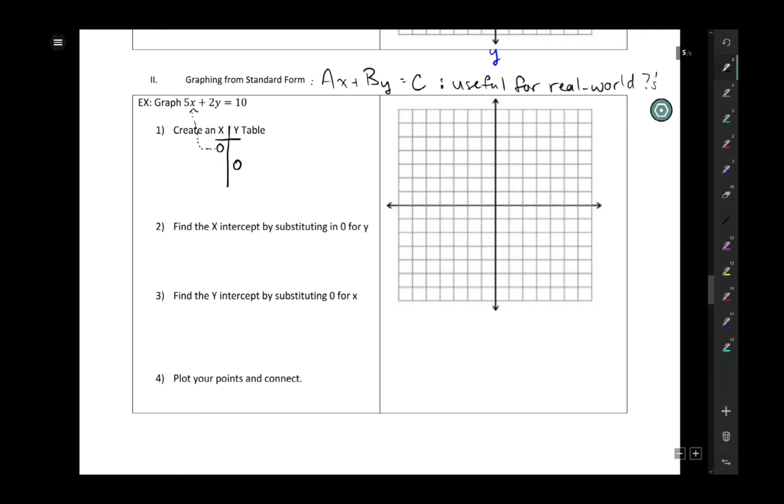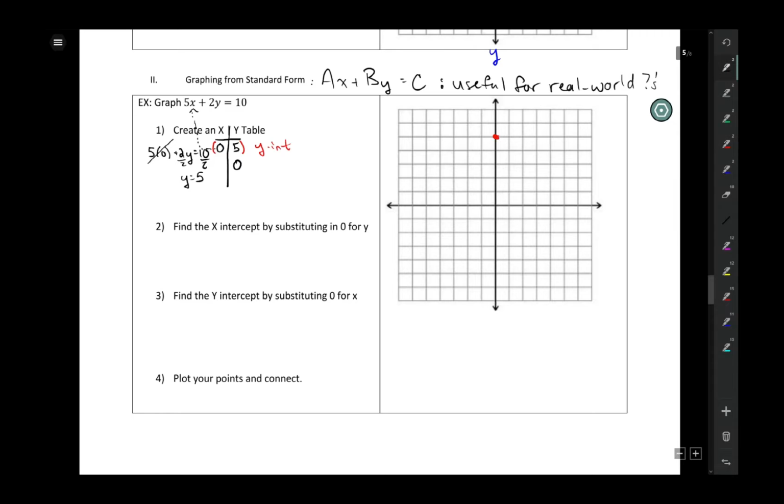So this first one, you're going to substitute 0 in. So it's 5 times 0 plus 2 times y equals 10. Well, that's just going to cancel out. 2y equals 10. Divide each side by 2. You get y equals 5. So you have the point (0, 5) on our graph. Okay, this is the y-intercept. Over 0, up 5. 1, 2, 3, 4, 5.